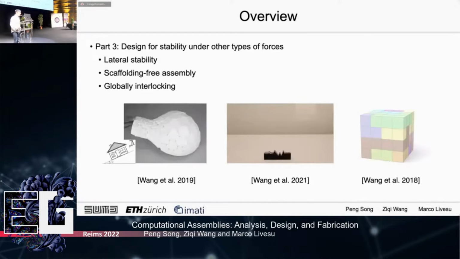In the last part of my presentation, I will briefly explain how to modify our workflow to design assemblies with other types of stabilities, such as lateral stability, stability during assembly, and global interlocking. Yeah, this is the scaffold-free assembly.